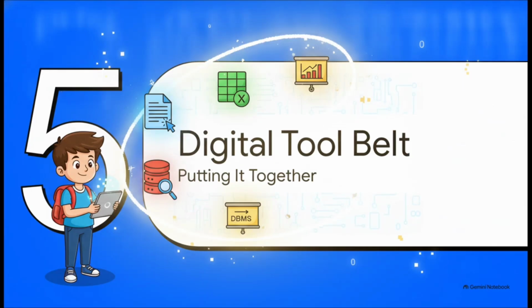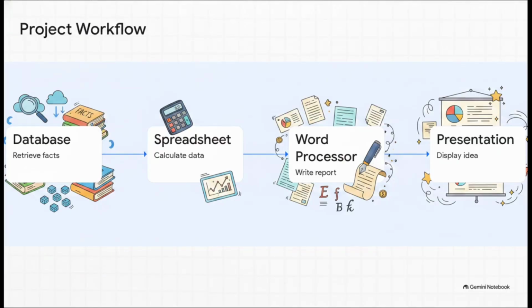Number 5, your digital tool belt, putting it together. Let's bring this all together. Here is your ultimate school project workflow. Step 1, you retrieve all your massive research facts using a database. Step 2, you take the numerical data from that research and perform your cost analysis or calculations in an electronic spreadsheet. Step 3, you draft out your findings and beautify your text into a super professional document using a word processor. And finally, Step 4, you drop your very best points, charts, and cool animations into your presentation software to display a lively show for your teachers and classmates.